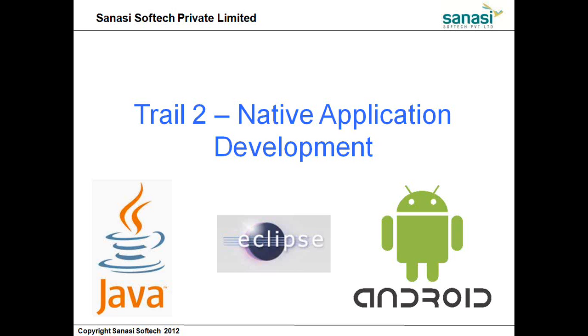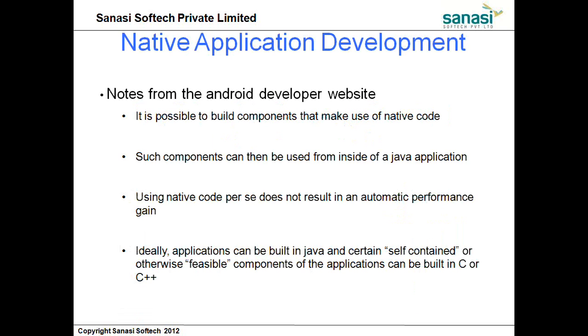So in this case, here are a few notes which I have obtained from the Android developer website. So what exactly do we mean by native applications for Android? The point is that you can build certain pieces of code that you might want to write in C or C++ for certain reasons. Those reasons are entirely dependent on the situation. There's no hard and fast rule, but it is entirely a judgment that is left to the developer.